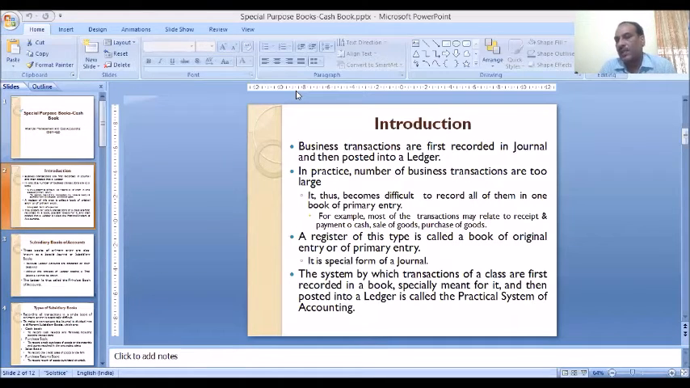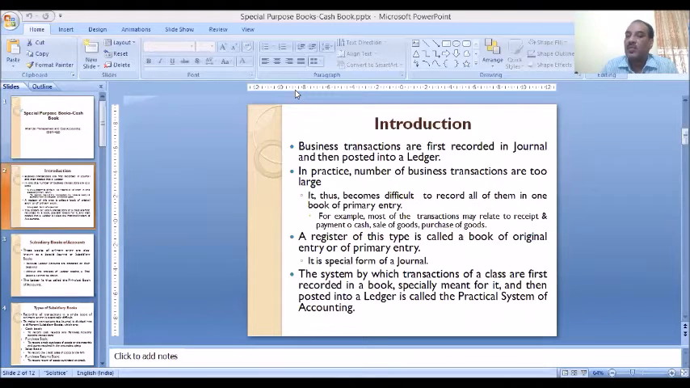I have already told you that there are organizations which are very large and they go for different kinds of transactions every day, and thus it becomes difficult to record all of them in one book of primary entry. For example, most of the transactions may relate to receipt and payment, to cash, sale of goods, purchases. So these are the types of transactions that an organization goes for, and recording all those transactions in a scientific manner in a journal is difficult and time consuming, and thus what is done in practice is that different kinds of books of accounts are maintained, and transactions are recorded in the concerned book of account, and from there they are transferred to the journals to make it convenient, to make it easy.